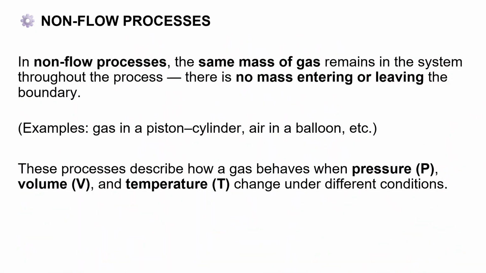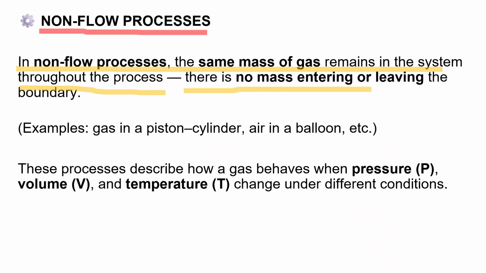Now, before we talk about this constant volume process, first we understand what we mean by non-flow processes. In non-flow processes, the same mass of gas remains inside the system throughout the process, and no mass enters or leaves the system boundary. Mass cannot cross the system boundary. An example is a gas trapped in a piston cylinder arrangement, or air in a balloon, etc. Here mass transfer is not possible, energy transfer is possible.